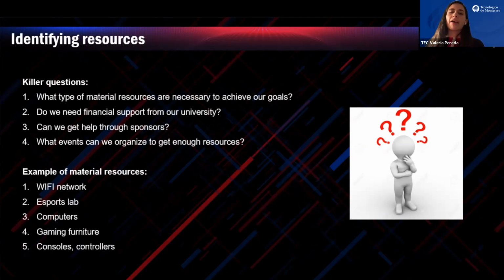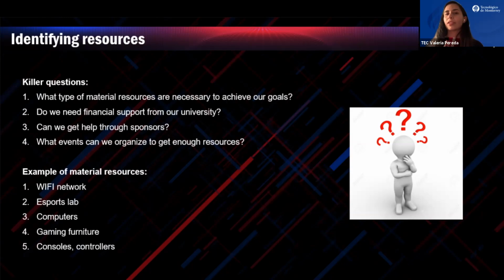So here we have an example list of material resources, which would be Wi-Fi network, esports lab, computers, gaming furniture, consoles, controllers. So all these are materials that we need. There are sponsors that will look forward to sponsoring those, literally giving you chairs, computers, monitors, mouses and keyboards. But there are also others that will just give you money. And when they give you literally money, you need to really think how, or where, will you set those resources? So in this step, we are not allocating those resources.